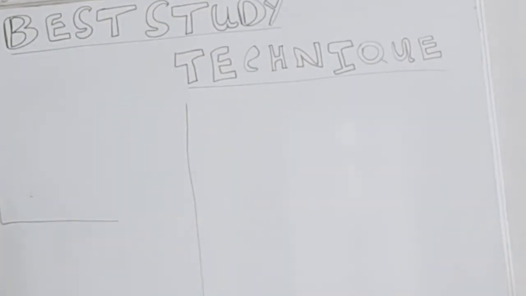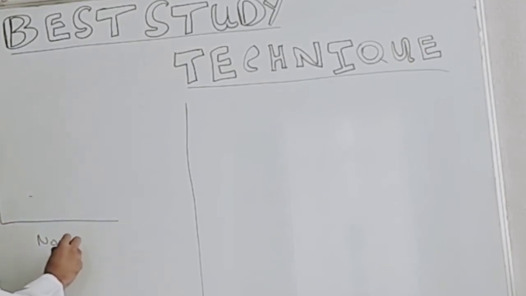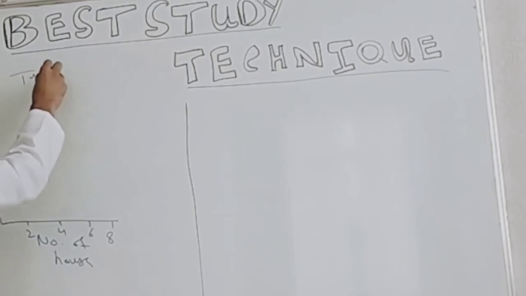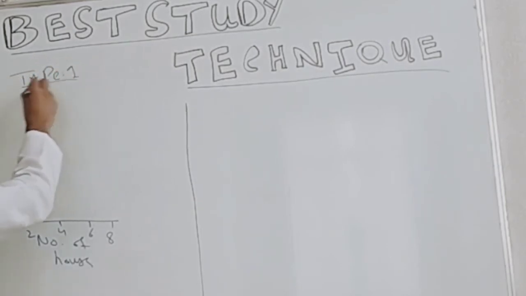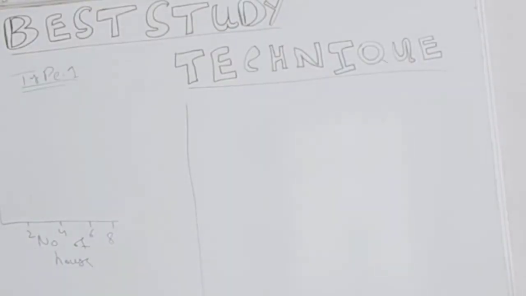graph. So this is the energy level. This is the number of hours which a student gives to his studies. Number of hours: 2, 4, 6 and 8. So this is the type 1 method of the study. Let's suppose one student adopts this method of the study.